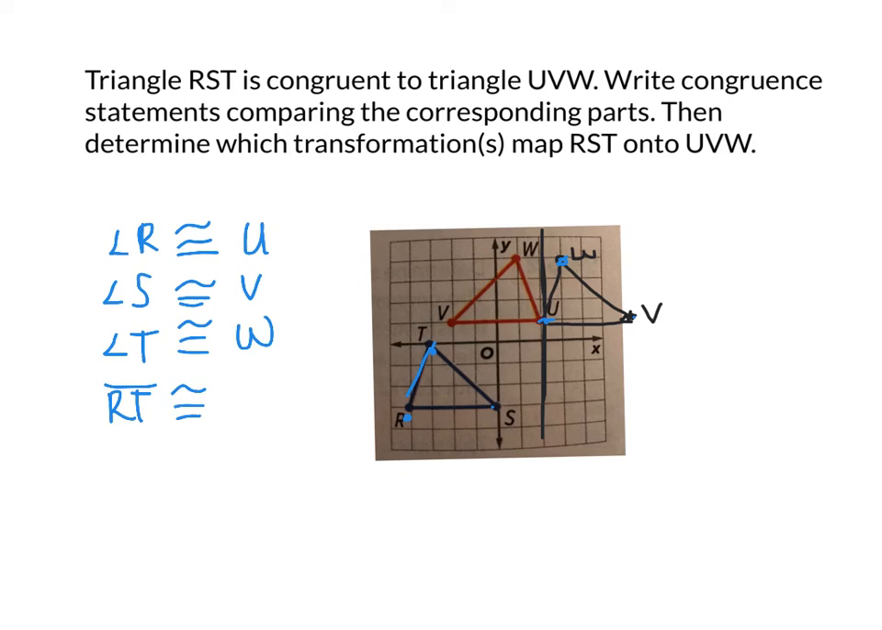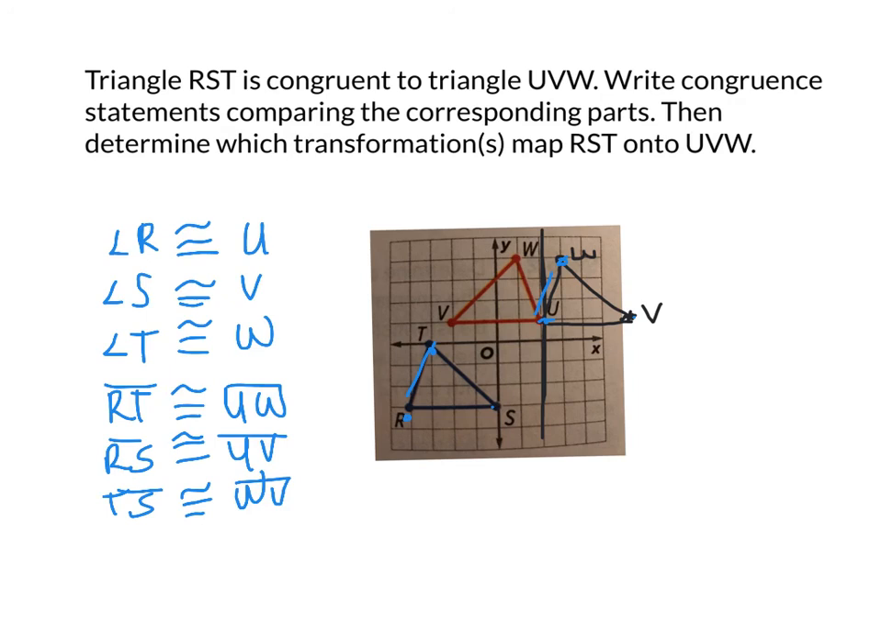So if I start here with RT, it is congruent to UW. RS is congruent to UV, and TS is congruent to WV. Those are my congruence statements for this example.